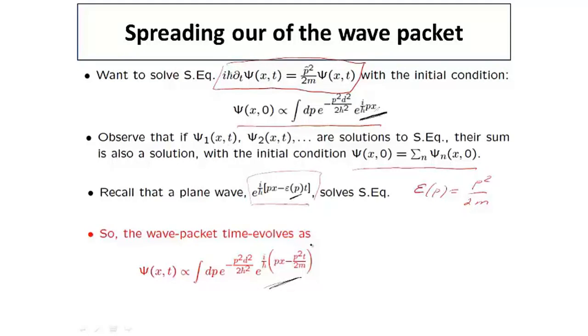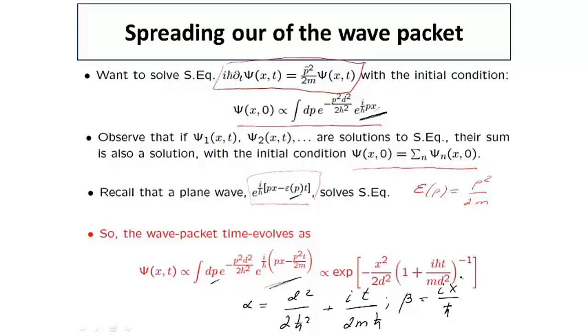And so, to write the wave function in a more convenient way, what remains now is to calculate the Gaussian integral over momenta. It can be done again using the same identity that we used in the previous slide, but now the parameter alpha here is going to be d squared over 2h squared plus i t divided by 2m h bar, and the parameter beta now is i x over h bar. So again, if we use the same identity, what we get is the following expression for the wave function.